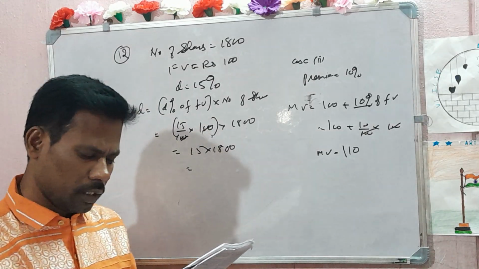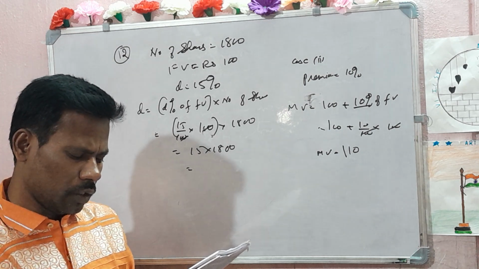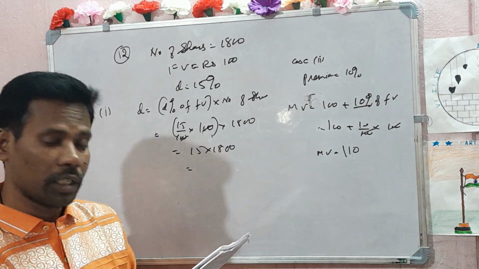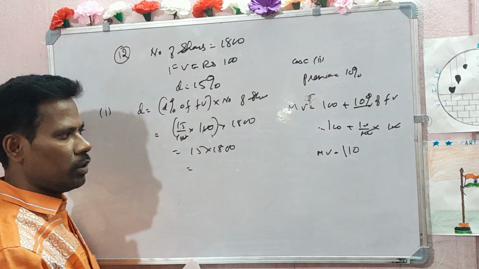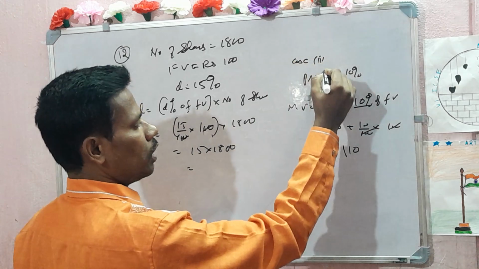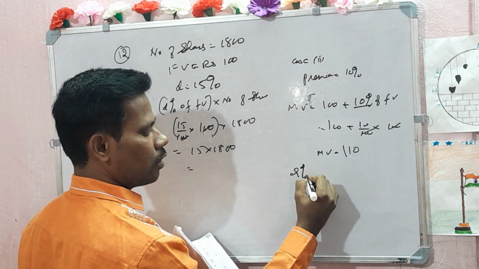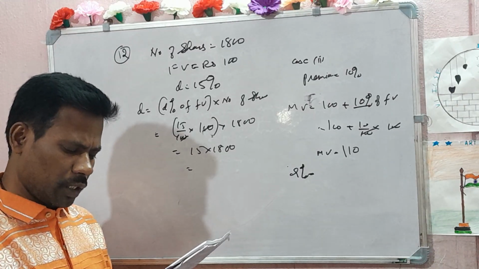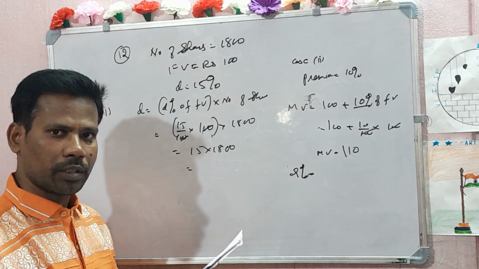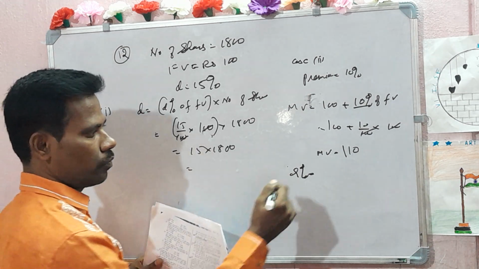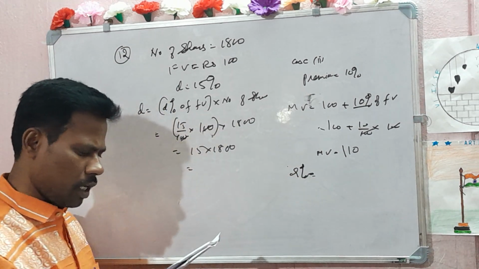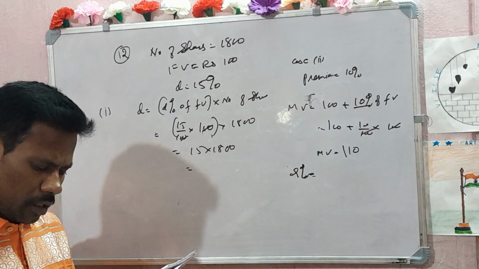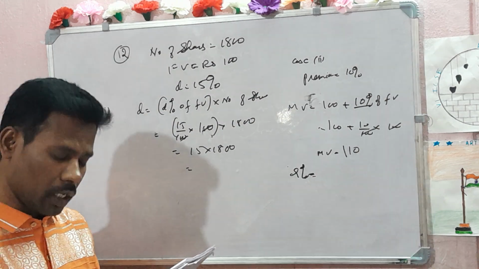Next, what is it asking? What is the return she gets as a percent on her investment? That means the rate percentage is being asked. So in case 2, the rate percentage is asked. They are not asking for the rate of dividend paid by the company. They are asking the rate she gets as a percent on her investment, right?